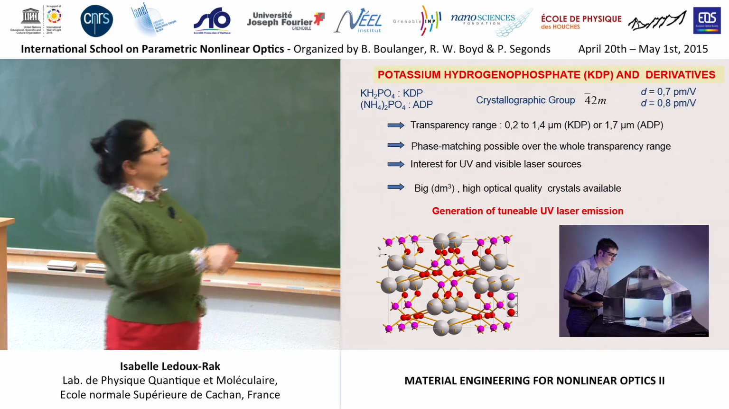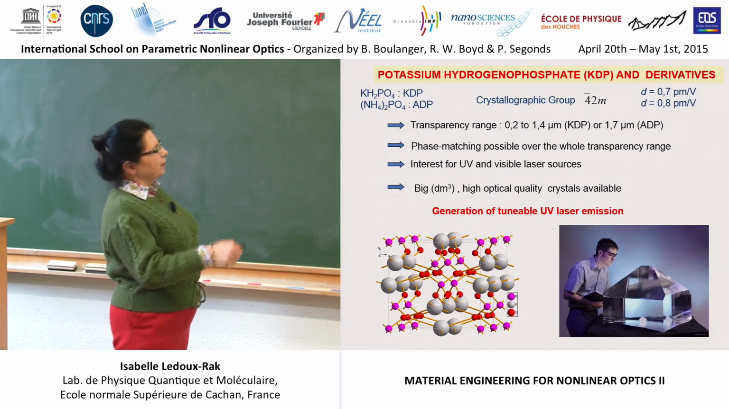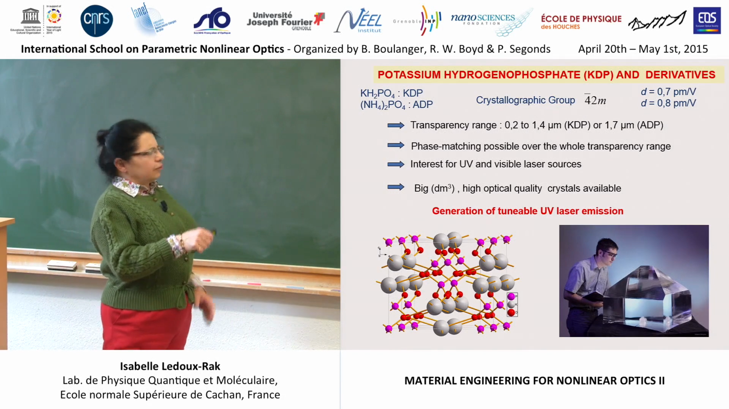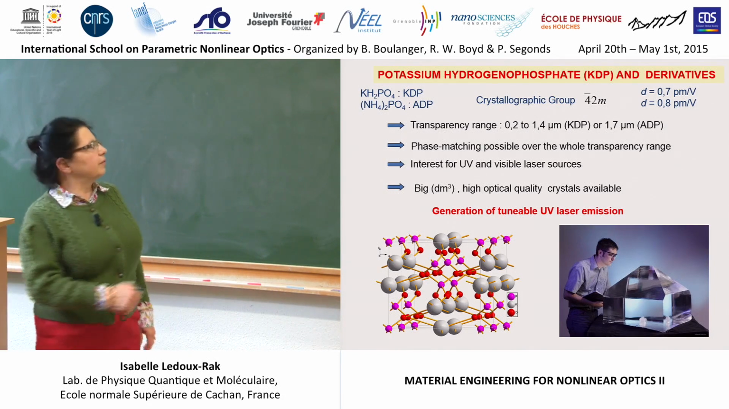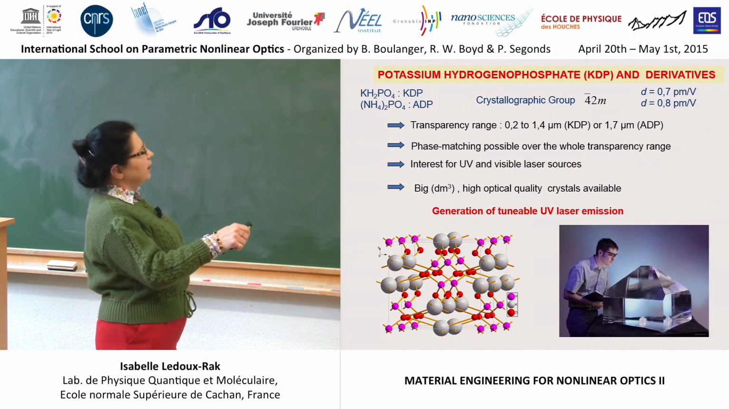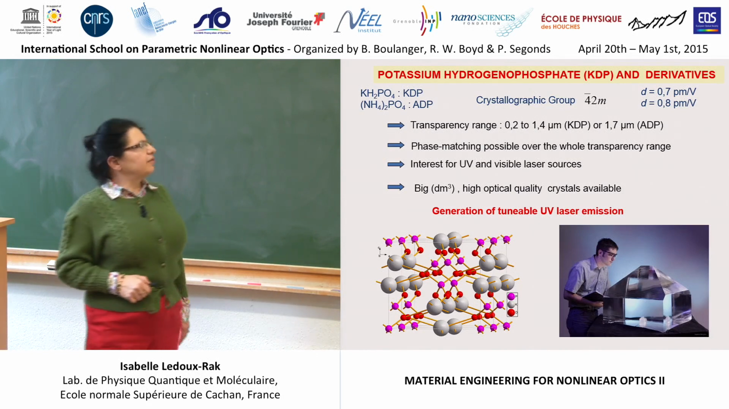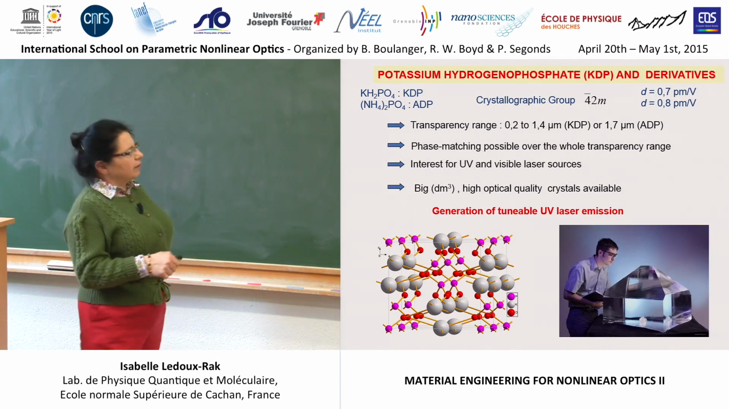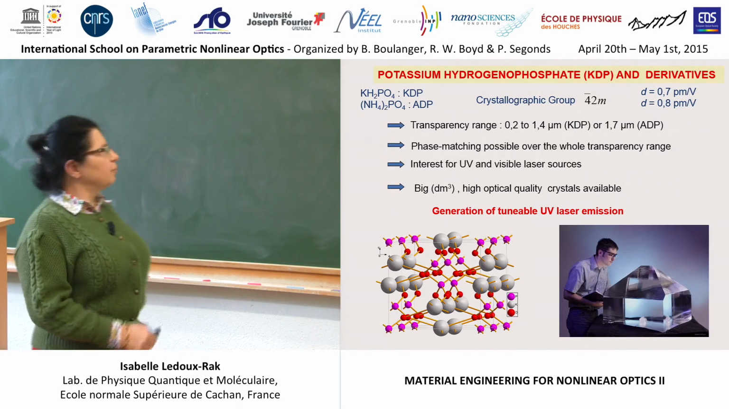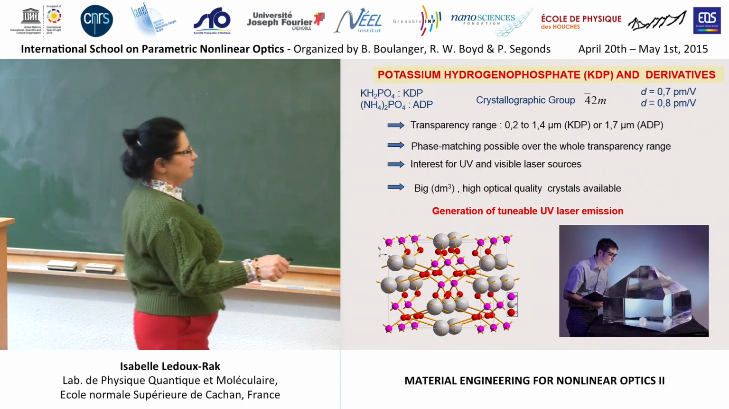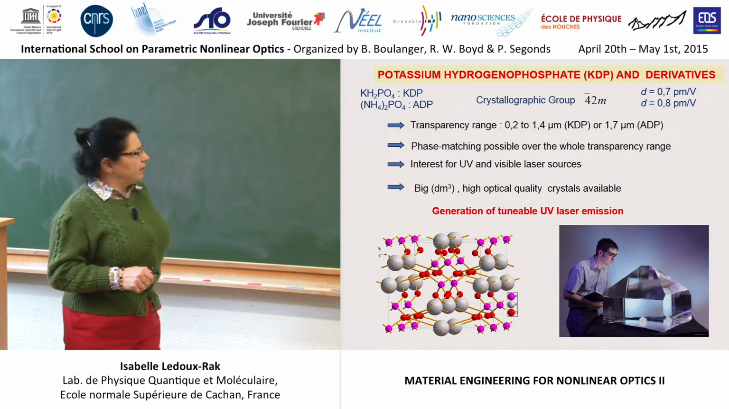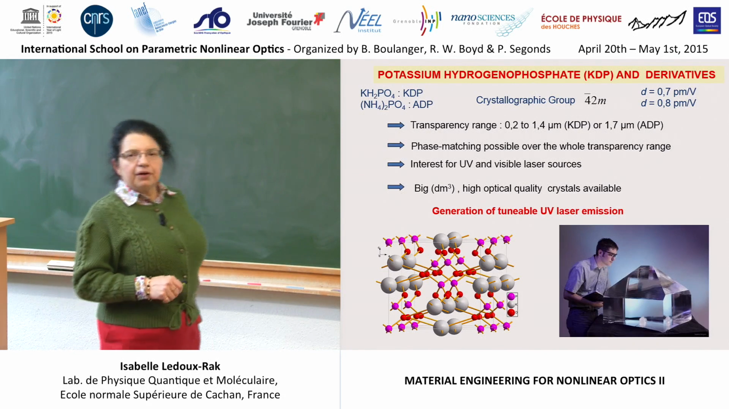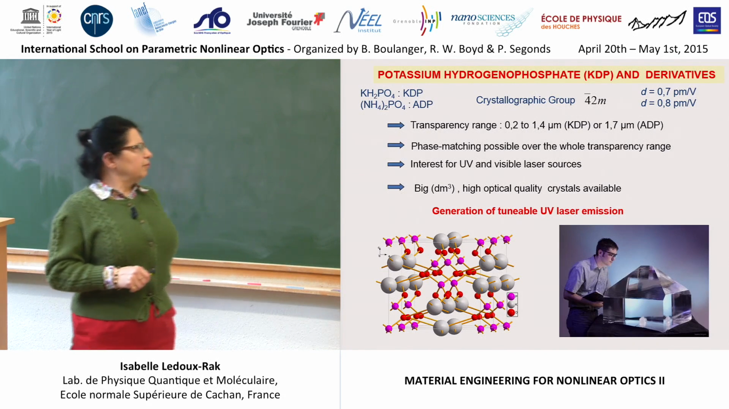So it's very old systems, such as the potassium hydrogenophosphate, KDP. The hydrogen can also be replaced by deuterium, so KD*P, and in that case, this is a more transparent system. You can replace the potassium ion by ammonium ion. Anyway, the nonlinearities are relatively very small, but they have a very wide transparency range and phase matching possible over a very wide transparency range too. And they are interesting for UV and visible sources.